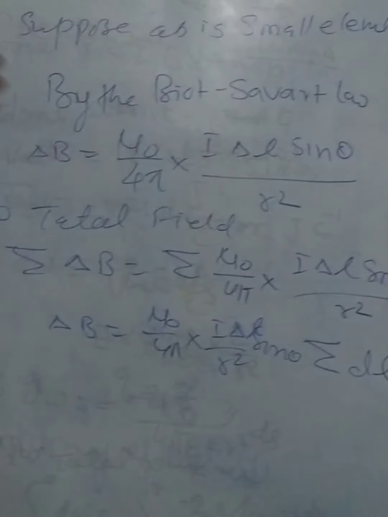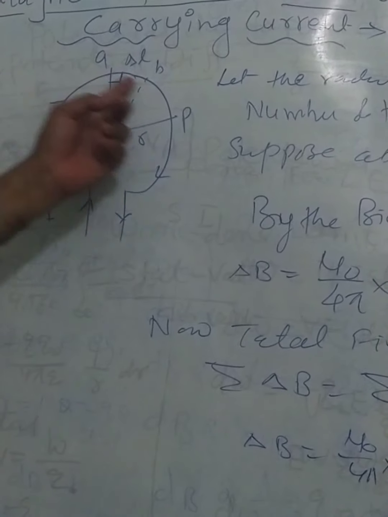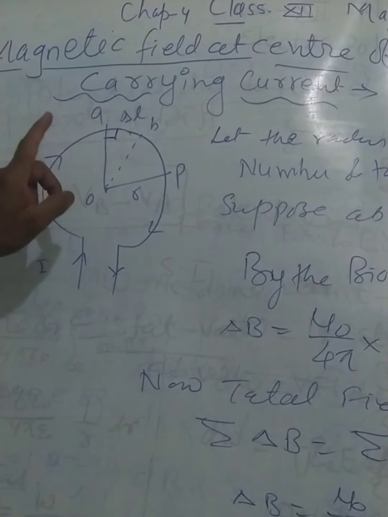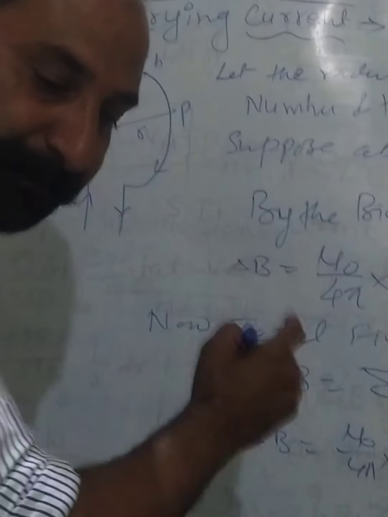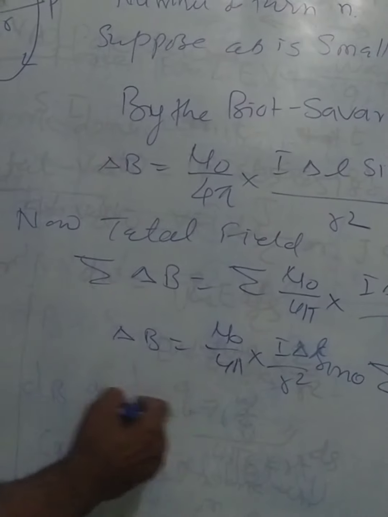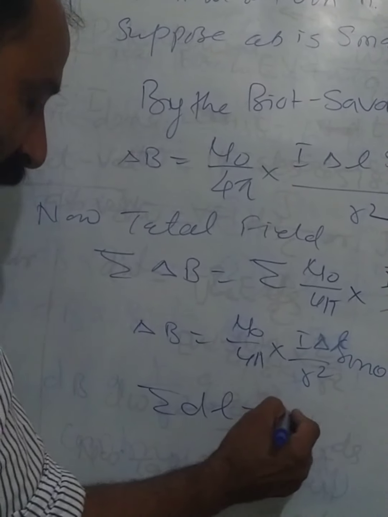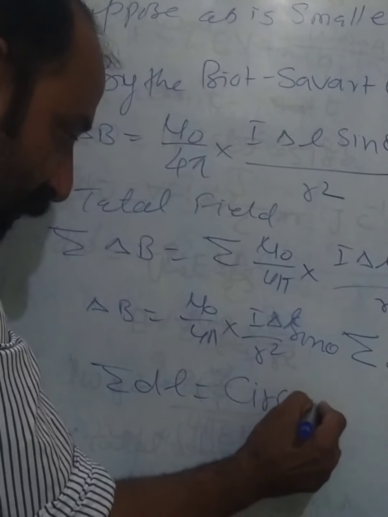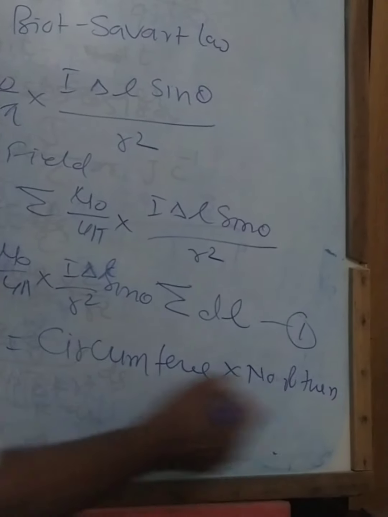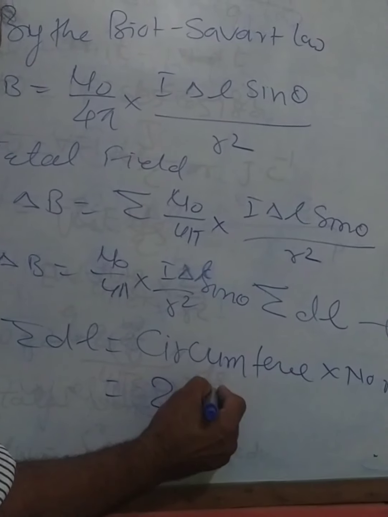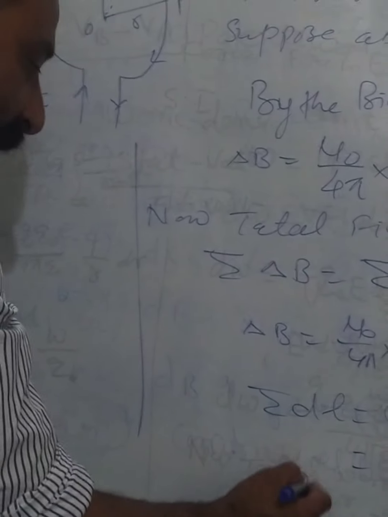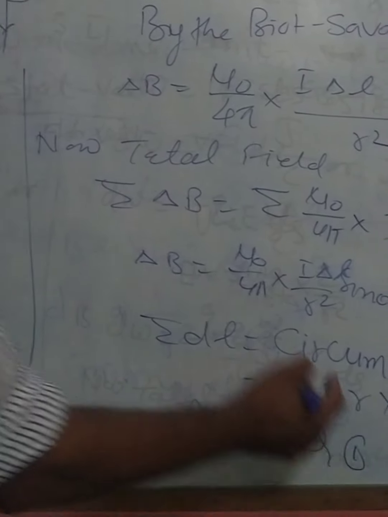What is the summation of del L? Summation del L means the total length of the coil, and this total length of the coil is called the circumference. Here theta is 90, so I can say summation del L is equal to circumference into number of turns. The circumference of a circle is 2 pi r, and the number of turns is n. So I will put this value in equation number 1.